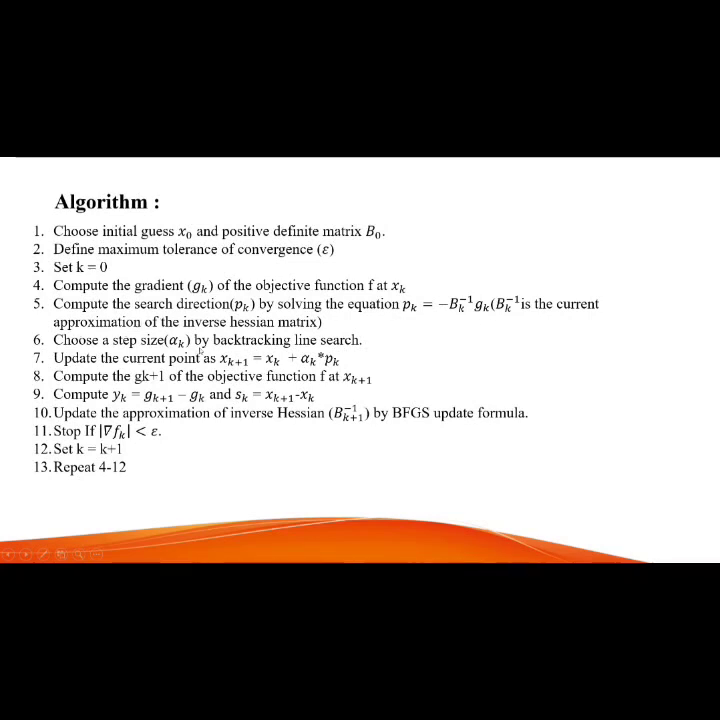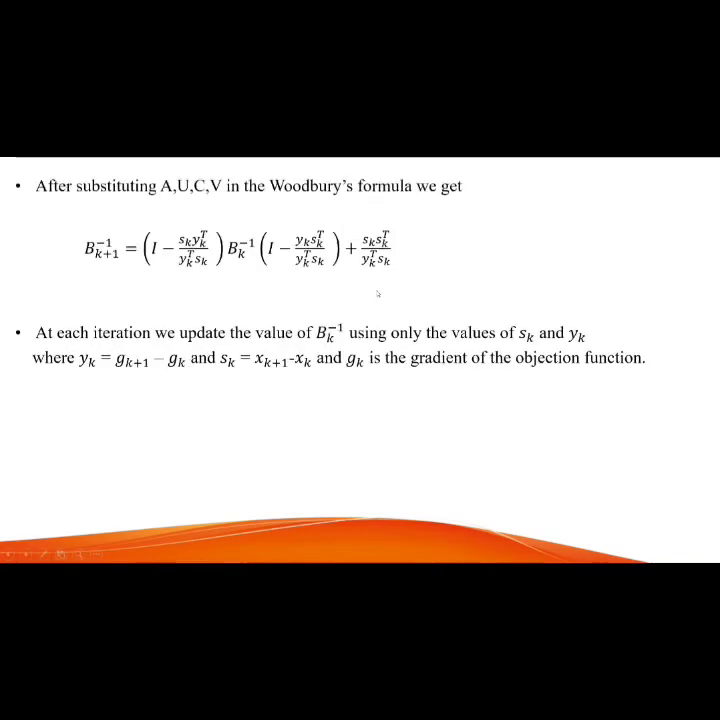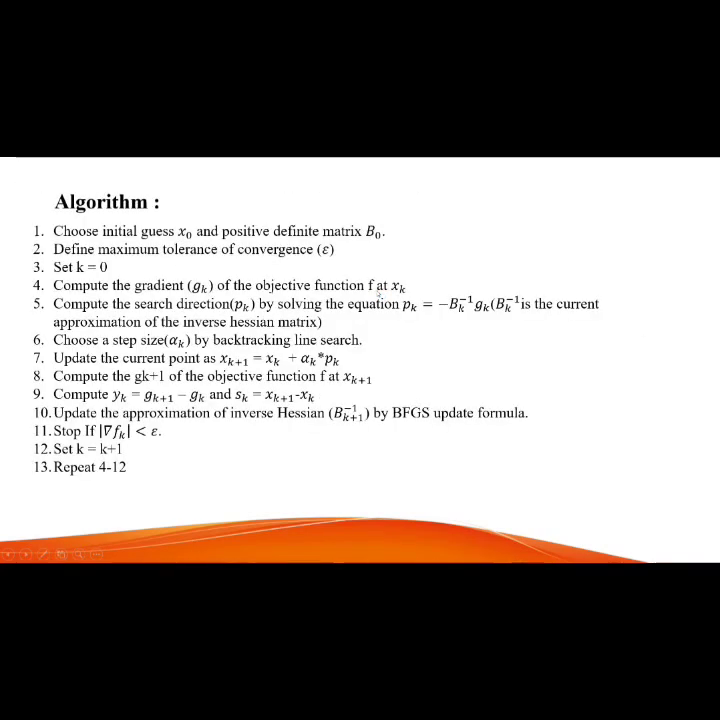Then choose the step size alpha_k by the backtracking line search method. Then update the current point. Then find g_k+1 at x_k+1. Then compute y_k and s_k. Then update the approximation of the inverse Hessian matrix B_k+1 inverse by the BFGS update formula, this one. Then stop if the change in f_k is less than the tolerance value. Then set k equal to k plus 1 and repeat steps 4 to 12.